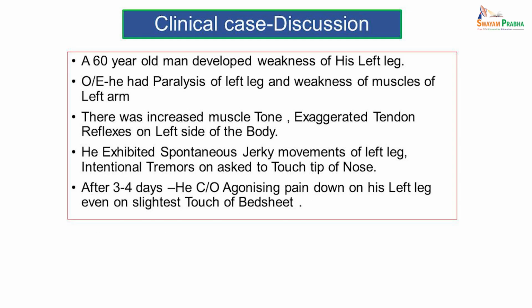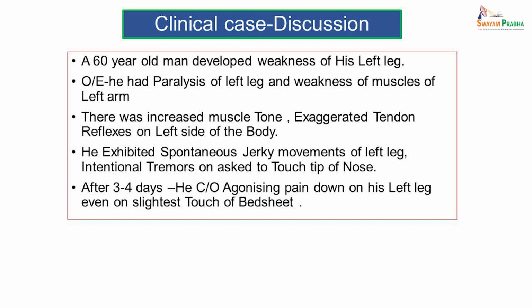So, coming back to our case, the 60-year-old man developed weakness in his left leg, paralysis of the left leg and weakness of the muscles of the left arm.